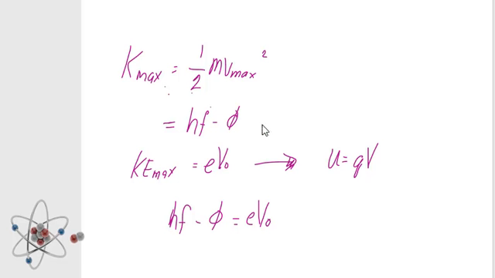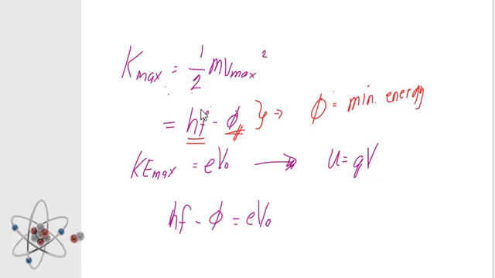Okay, the maximum energy that it can transfer would be amounting to hf, which is the energy of the photon, minus the work function. Take note here that the work function phi is the minimum energy so that an electron can be removed from the surface.